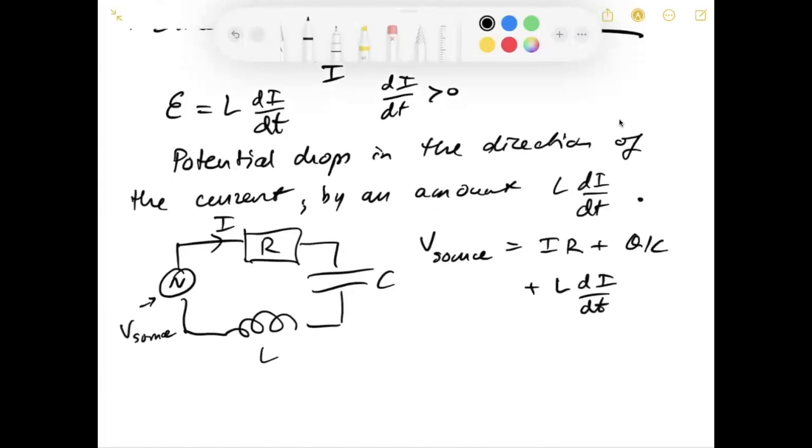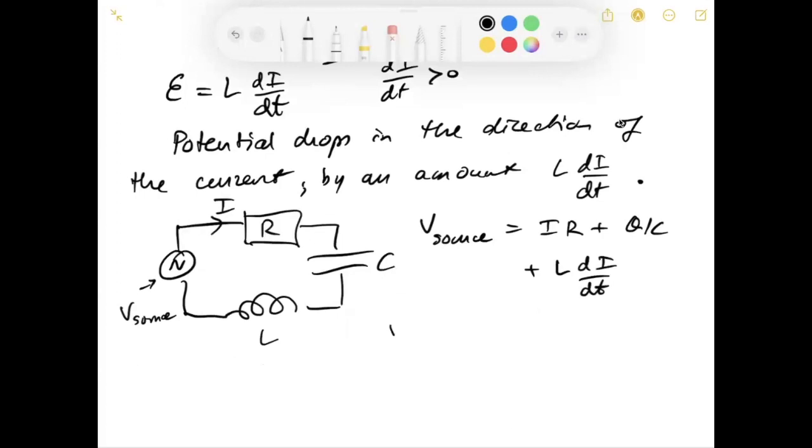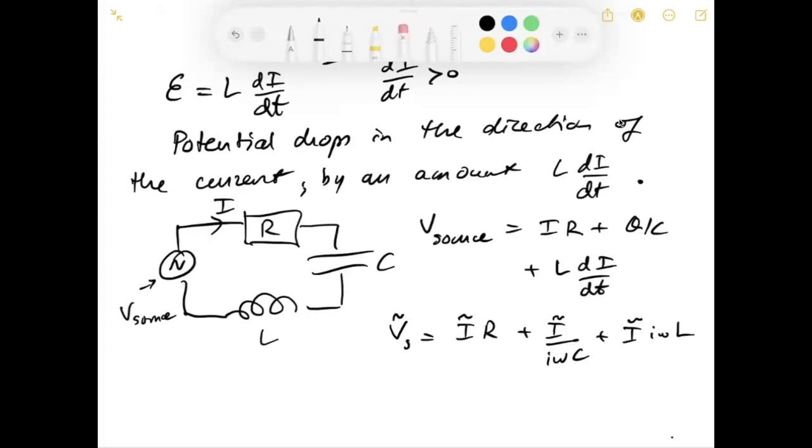Okay, and then when we convert this to phasor form, we just say the voltage phasor from the source is IR, but now this is the current phasor, and then plus the current phasor times the impedance of a capacitor, which is 1 over I omega C, and then plus the current phasor times I omega L. Okay, so you see how those sign conventions that we picked in the beginning follow straight through even when we do the phasor notation.